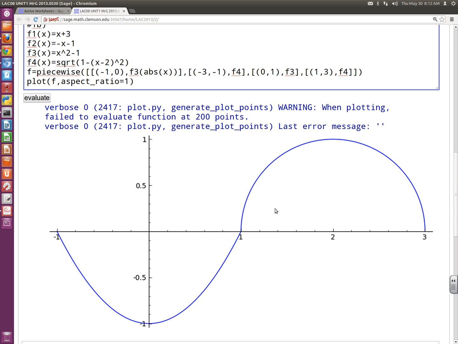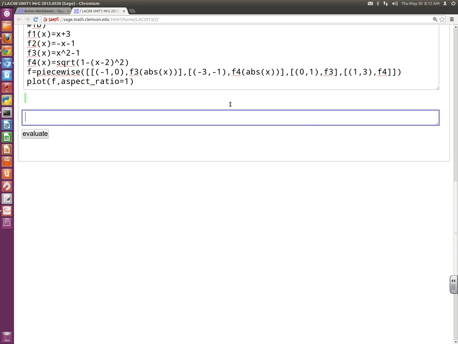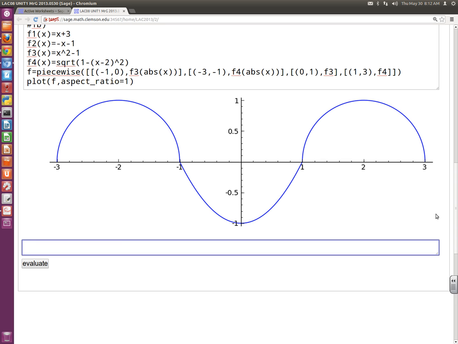It won't exist over there. The domain is wrong. So let's now plug in the absolute value of x here. This is the key here. We need the absolute value. There it is, but that's it. That's it. There it is.